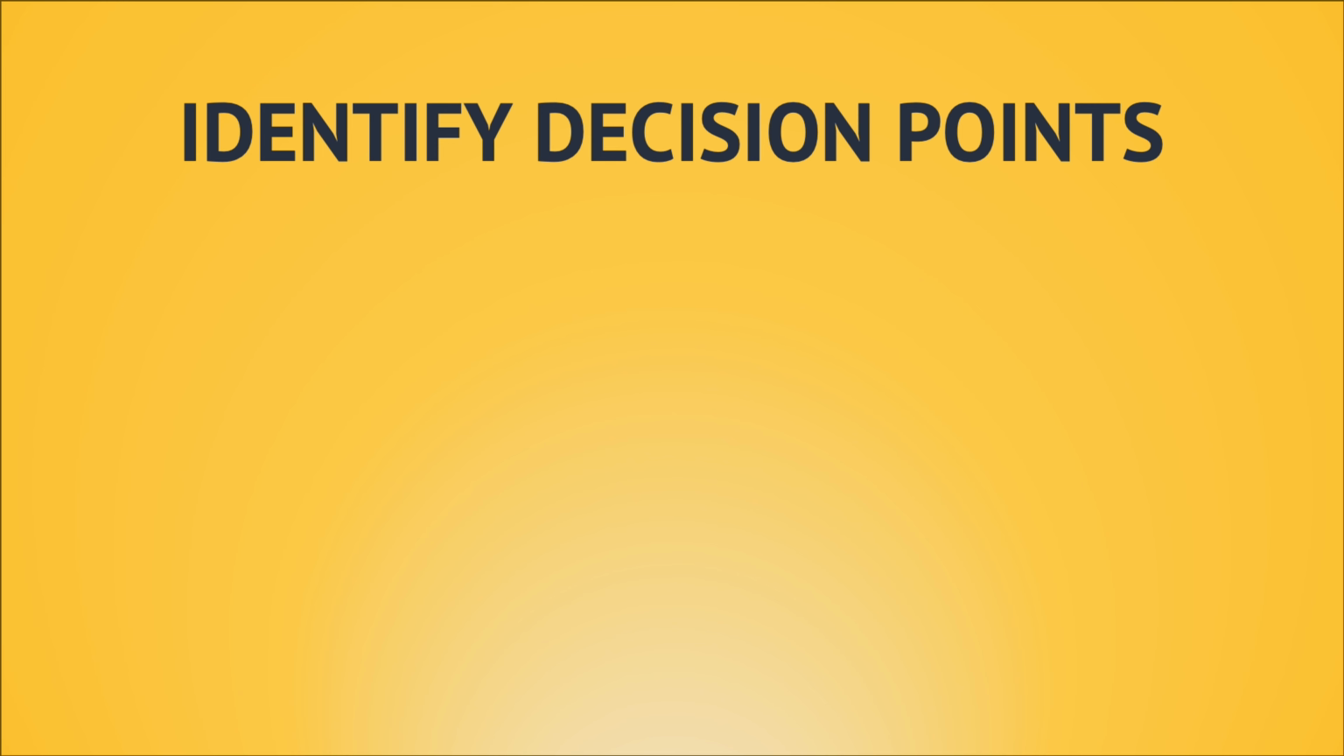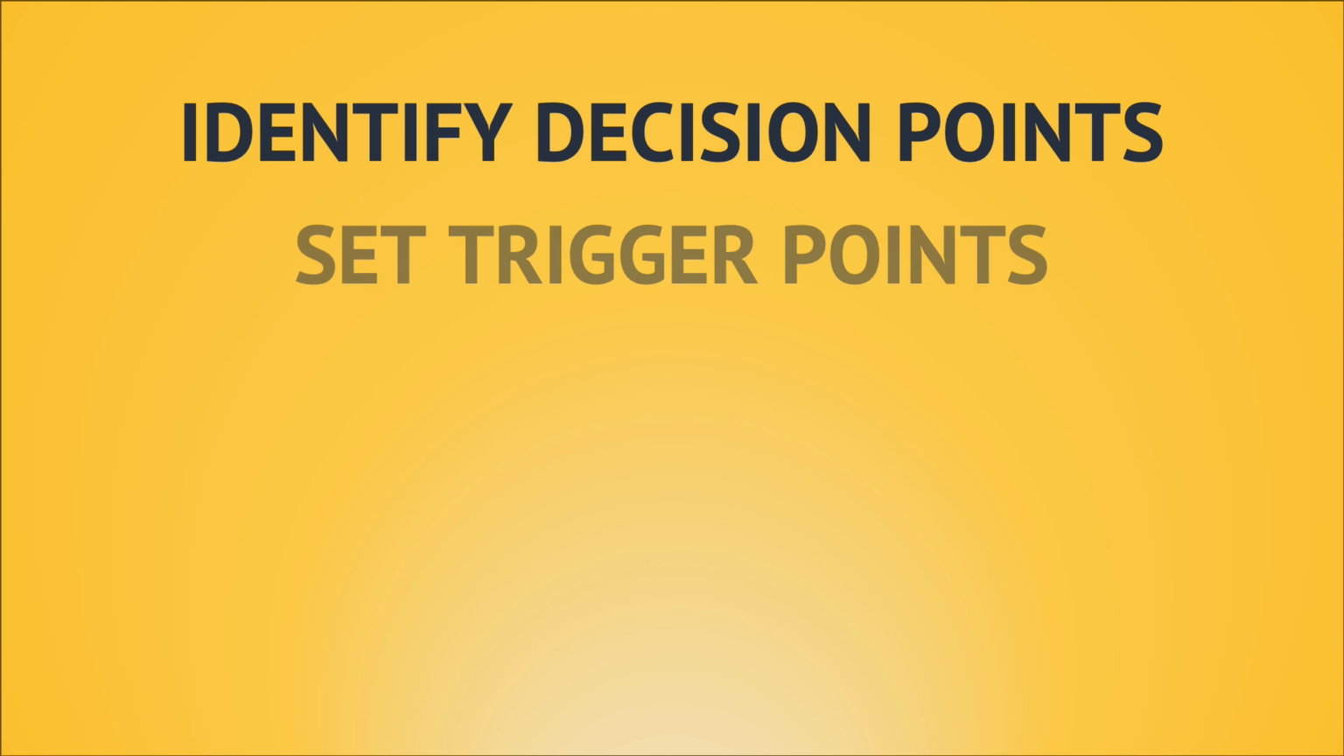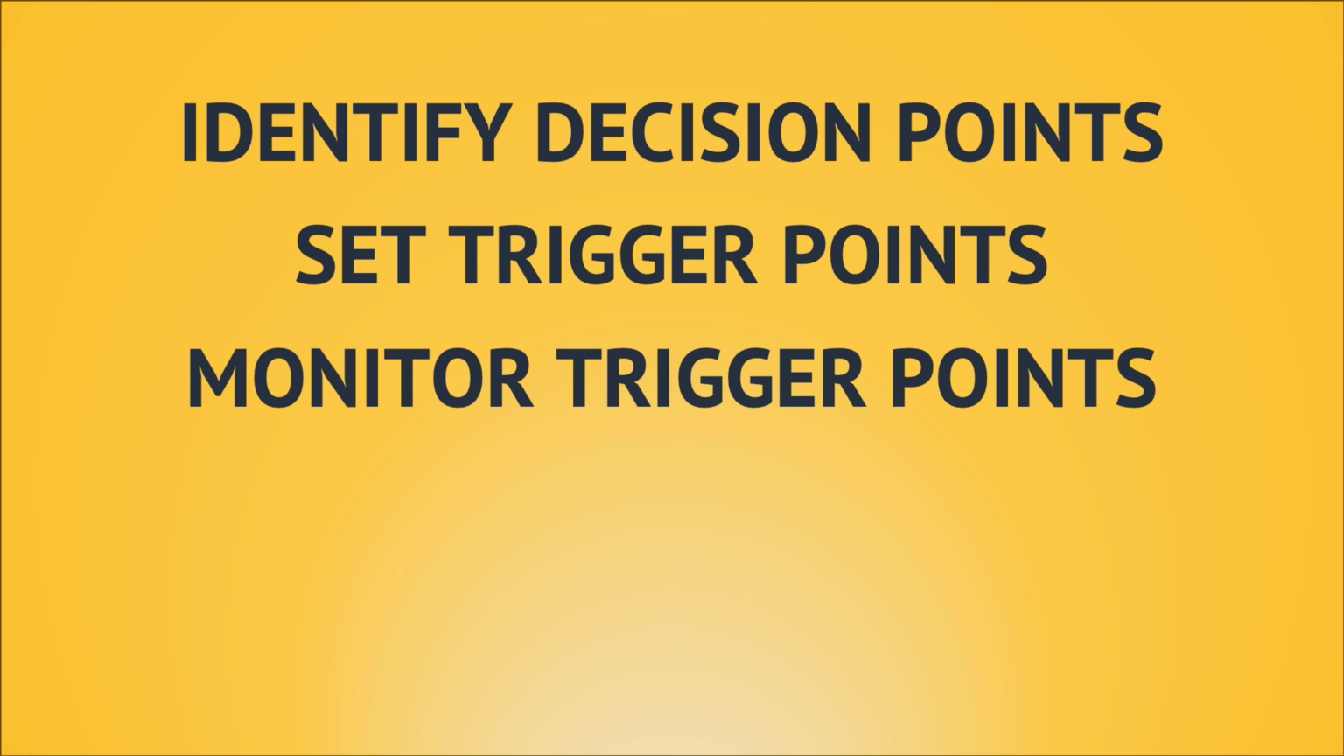These are moments when you'll need to reassess your options or course of action based on new information or changing circumstances. For each decision point, establish specific trigger points or indicators that signal the need for a re-evaluation. These trigger points should be clear, objective criteria that indicate when conditions have changed or when certain thresholds have been reached. Continuously monitor the trigger points as you progress through the decision-making process.